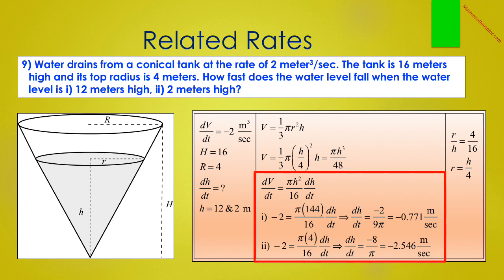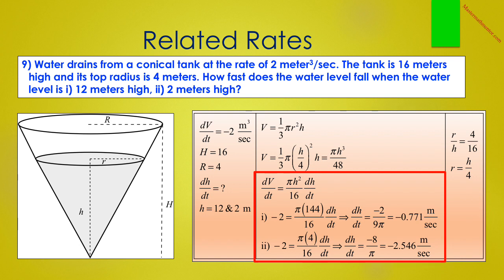So differentiating, dV/dt equals pi h squared over 16 dh/dt. In question 1, h is 12, so we get negative 2 is equal to 144 pi over 16 dh/dt. dh/dt equals negative 2 over 9 pi, which is negative 0.771 meters per second. In question 2, h is 2, so we get negative 2 equals 4 pi over 16 dh/dt. dh/dt equals negative 8 over pi, or negative 2.546 meters per second. They are both negative because the water is falling.